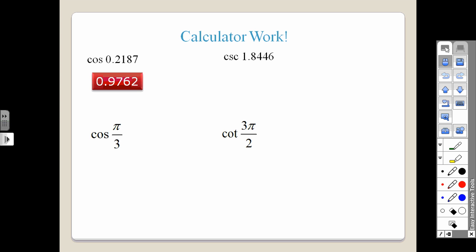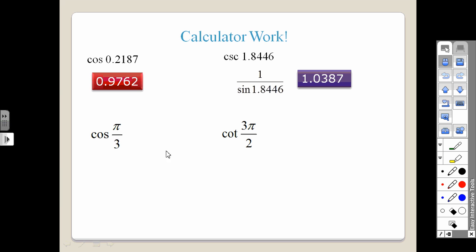Let's try the next one, the cosecant of 1.8446. The cosecant is the same as 1 over sine. So this is really 1 over the sine of 1.8446. When you calculate that out, you should get 1.0387.